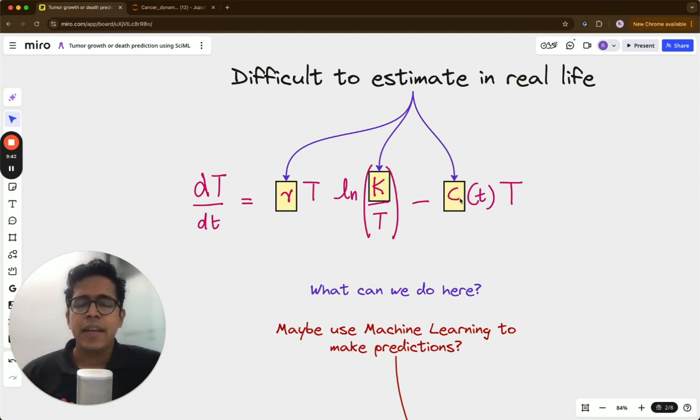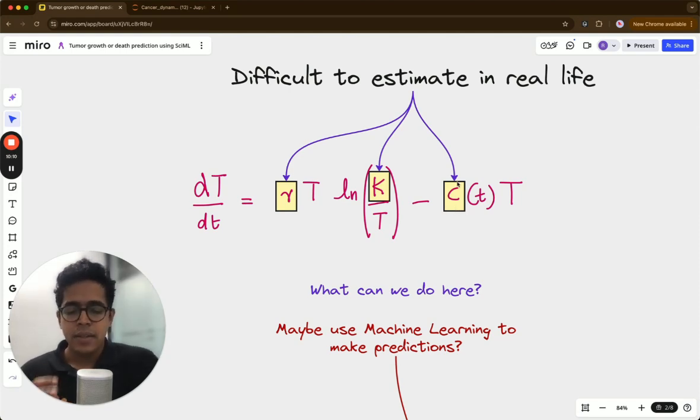Similarly, C of t corresponds to your chemotherapy intervention or any other medical intervention. It might be difficult to mathematically quantify the C of t value. But if you know this is the equation that you are going to use, you can convert whatever your intervention is into a meaningful C of t parameter. So among these three parameters, r and K are very difficult to estimate. C is also difficult, but it is possible to know what the C of t can look like.